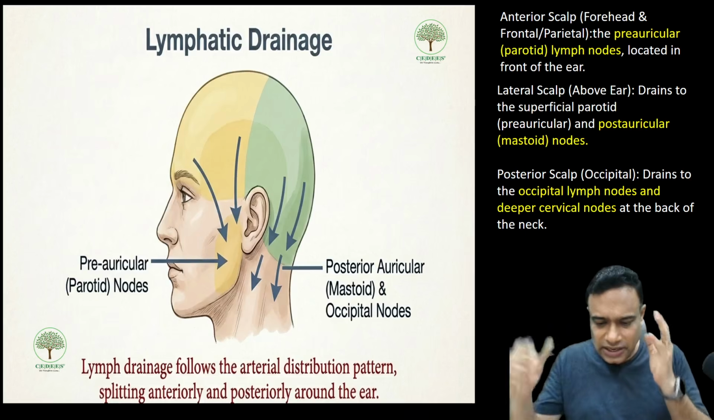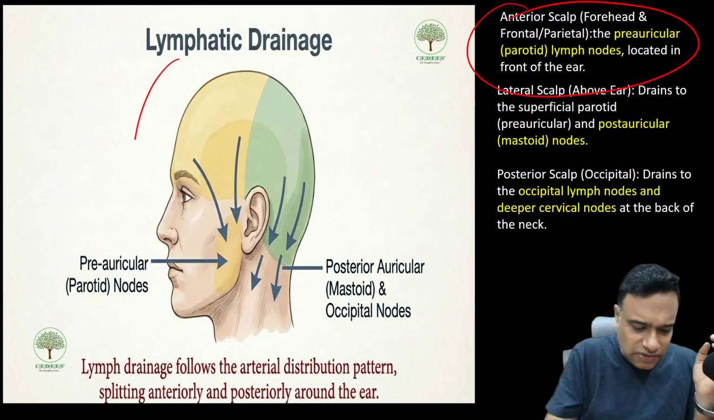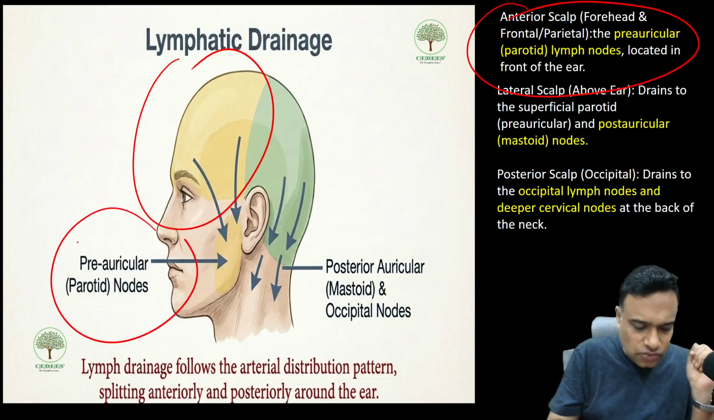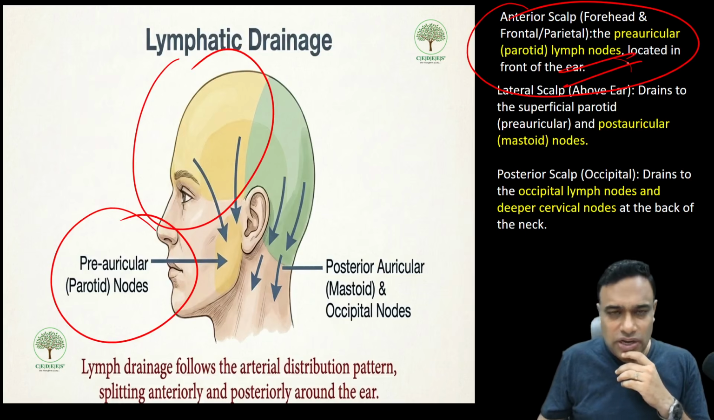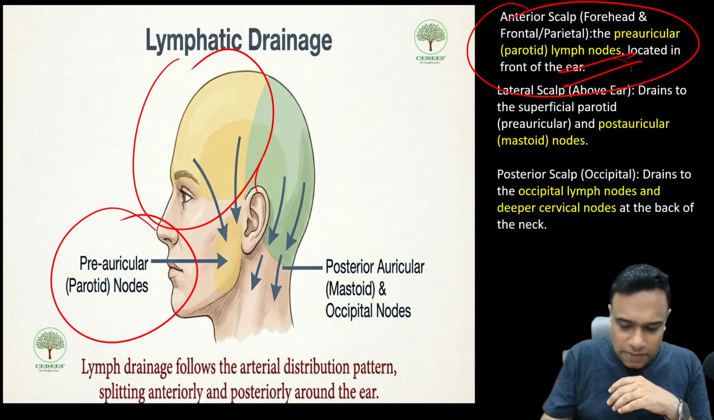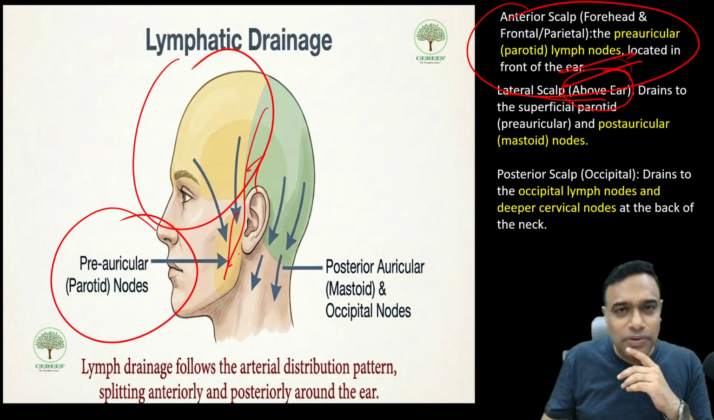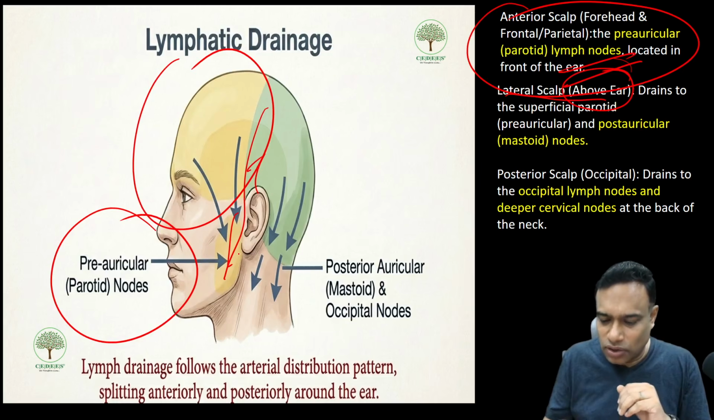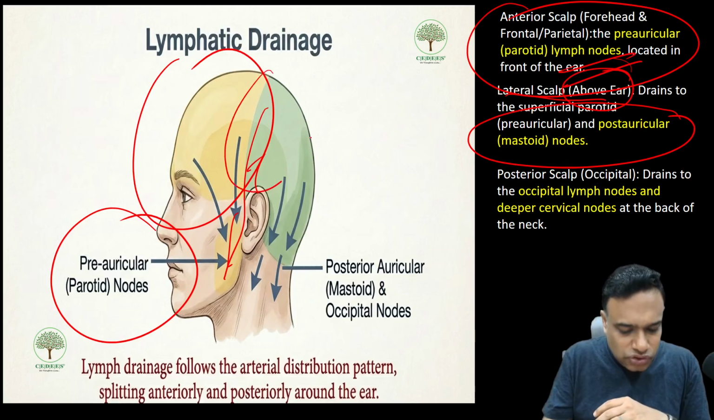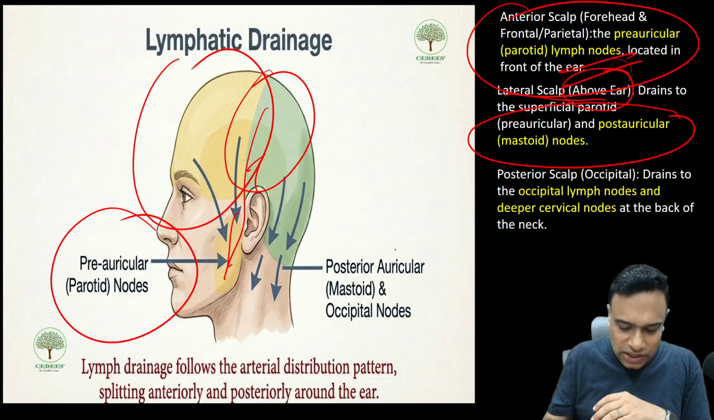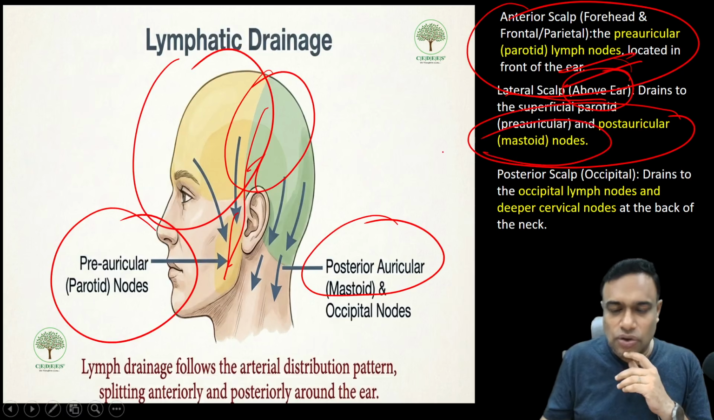Easy. The entire anterior scalp, the forehead and the frontal region, this entire thing is draining into what is called your preauricular or your parotid lymph nodes. Right now, just above the ear, the lateral scalp above the ear, that also will drain into your preauricular nodes, but otherwise that's not very important. The one which is most important is the other part: the posterior lateral part of the scalp is entirely draining into what is called your posterior auricular or your mastoid nodes.